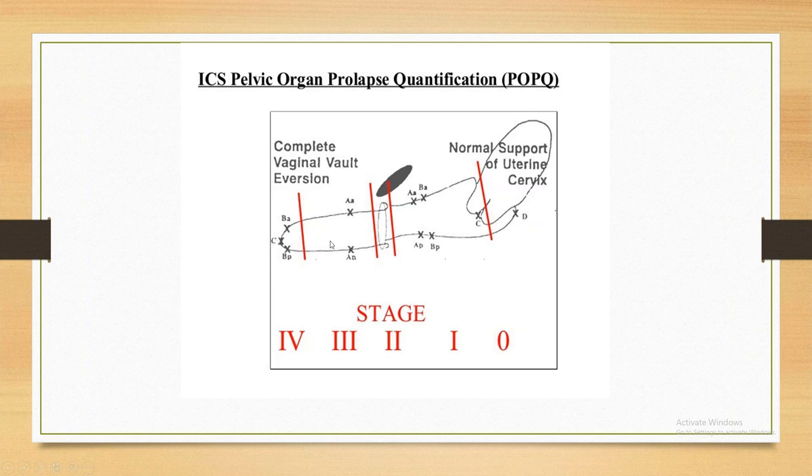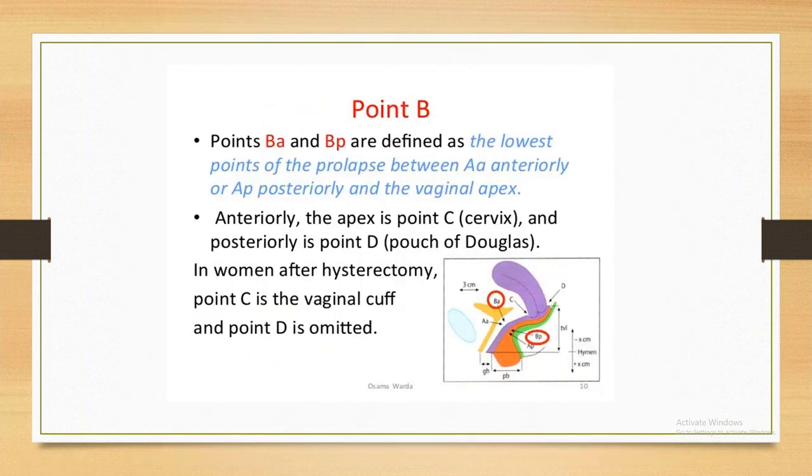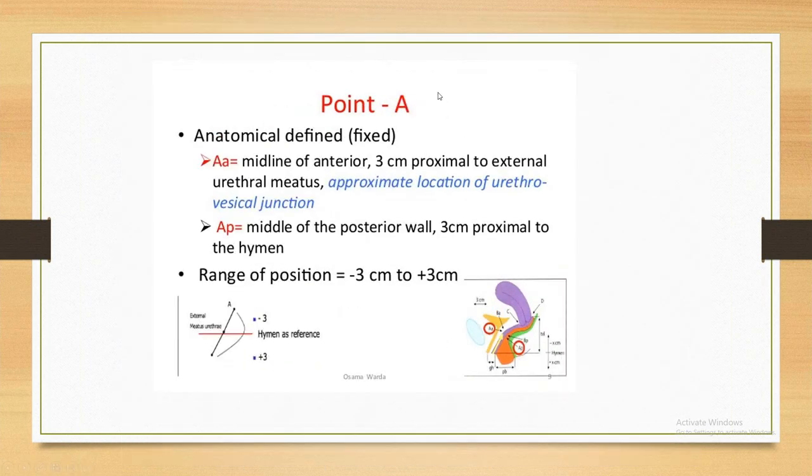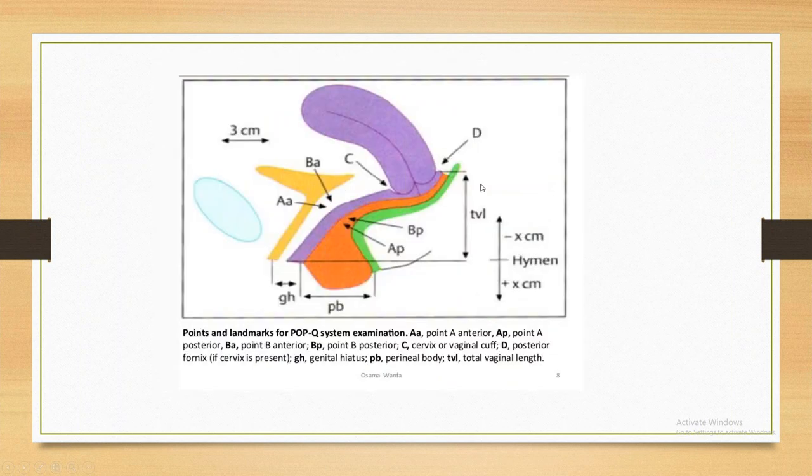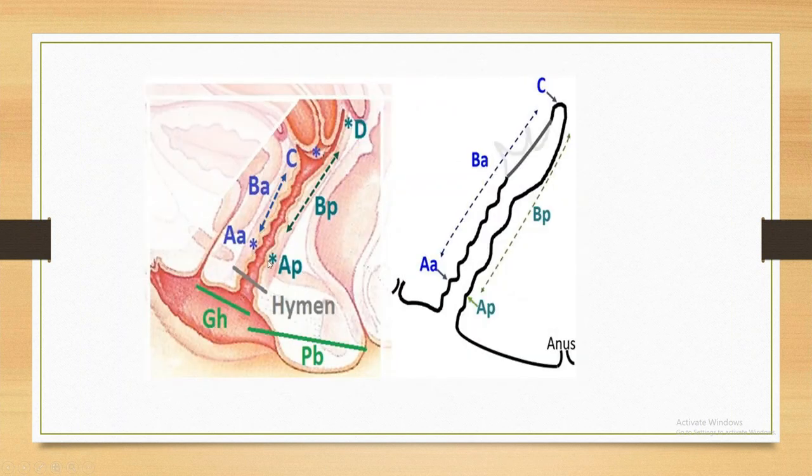Why will A and AP remain 3 centimeters? See, one minute, I will show you. These A and AP points, as I already told you, are fixed points. They are 3 centimeters proximal to the hymen. Okay? These are fixed points. Now, if they get prolapse, they will never change. Even if the transvaginal length changes, it will always remain as plus 3.